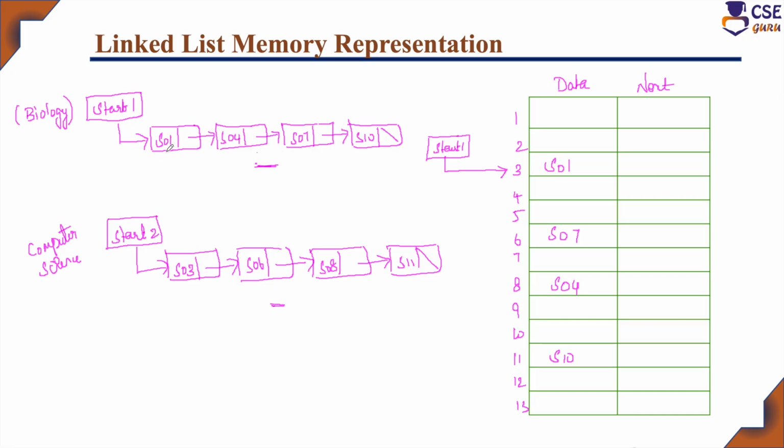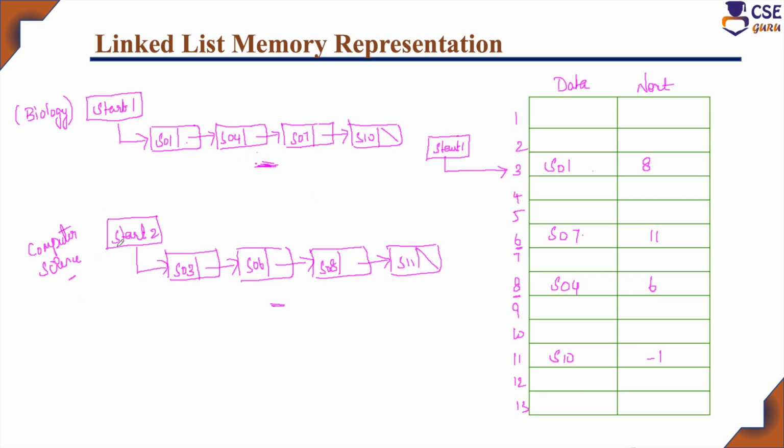So here the data part is S01, and the next pointer part will store the address of S04. So S04's address is 8. So 8 is the next pointer value for S01. Similarly, S07's address is 6. 6 will be stored with S04, the next pointer part of S04. And S10's address will be stored with S07. So it is 11. And then this is the last node. It is represented by -1. So here, this is the linked list for biology students, the roll number and its corresponding next pointer part for biology students.